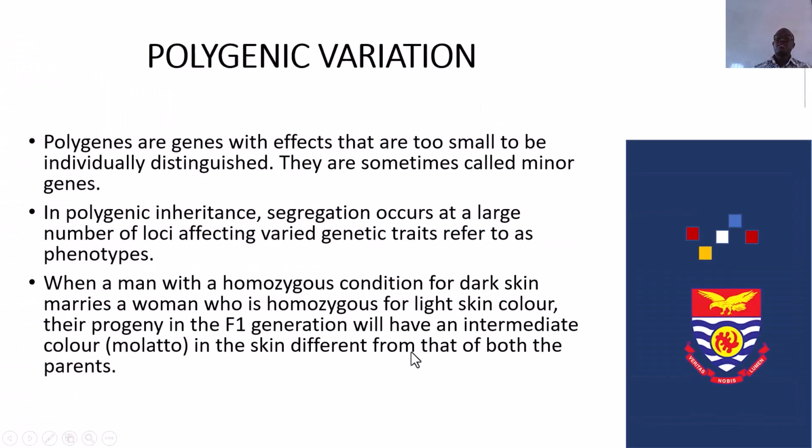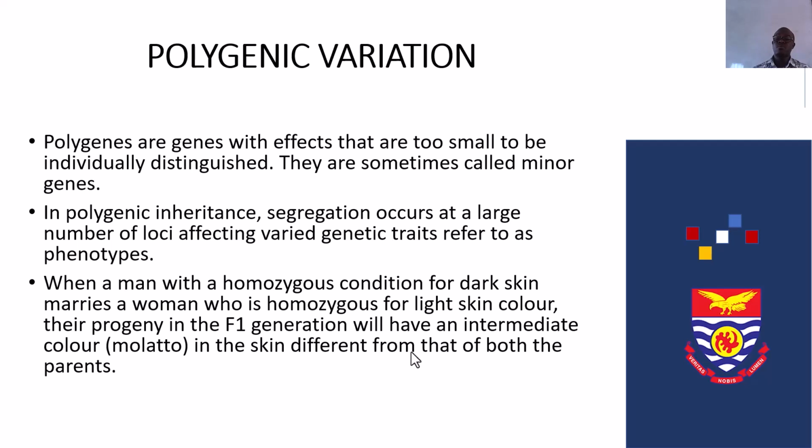Polygenes are genes with effects that are too small to be individually distinguished. They are sometimes called minor genes. In polygenic inheritance, segregation occurs at a large number of loci, affecting varied genetic traits referred to as phenotypes.